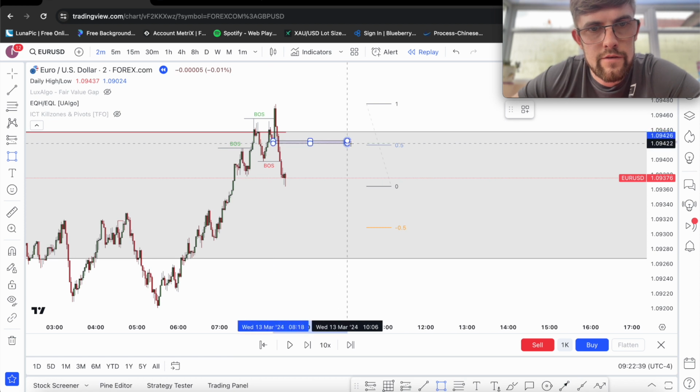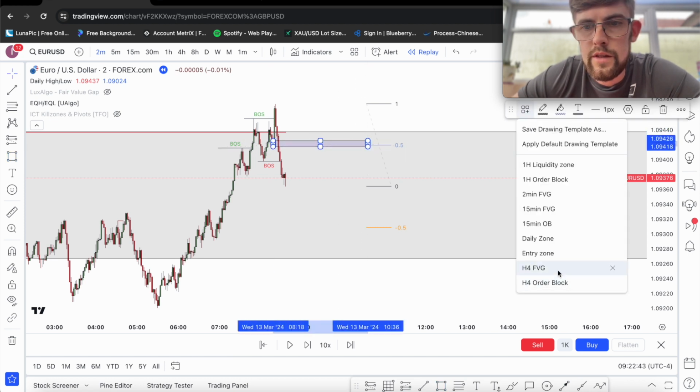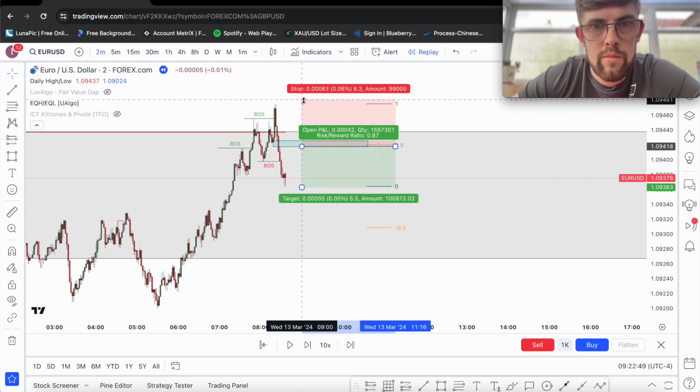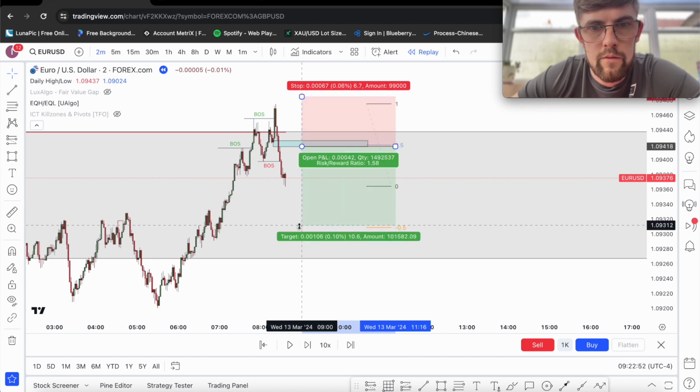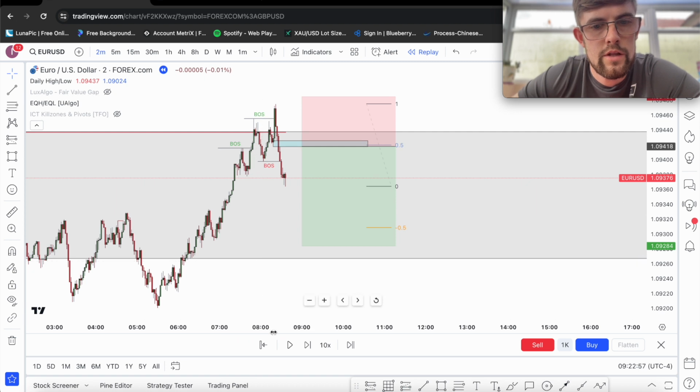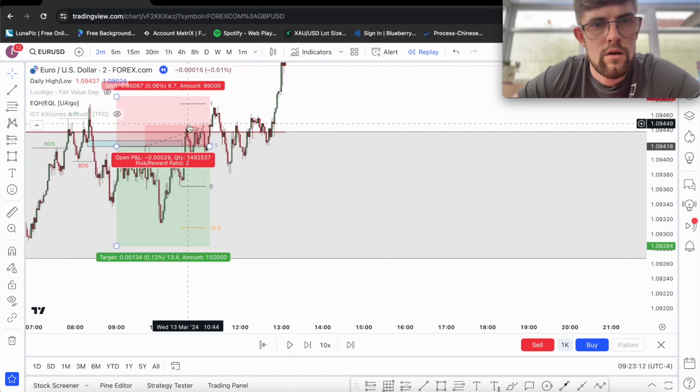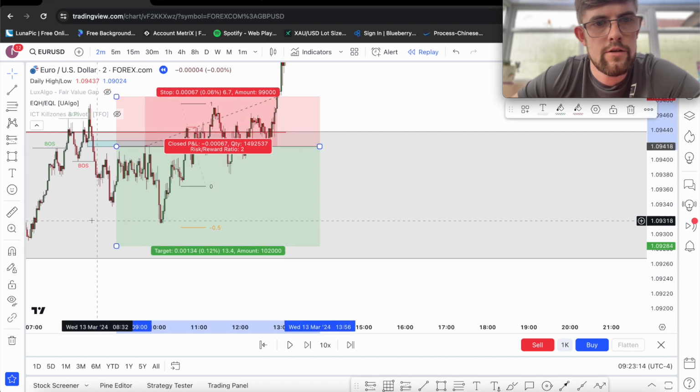And as you can see, there's a fair value gap here, so we set that as the entry zone, entry on the open, and stop loss 1 pip above, and we target 2R on our trades, and we let this play out and see if we get tagged in. So we do get tagged in, and unfortunately we end up hitting stop loss.